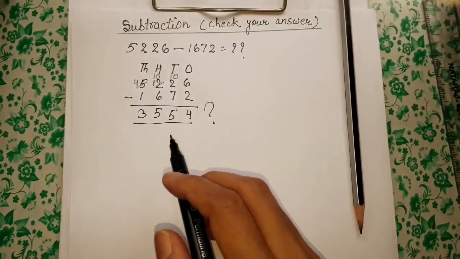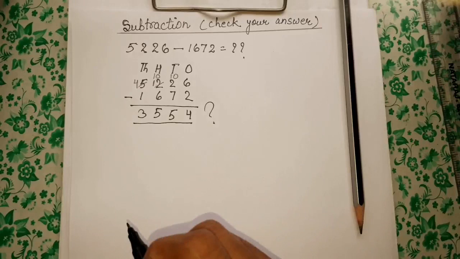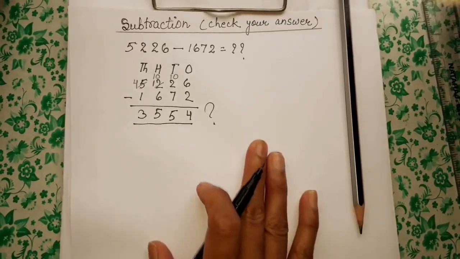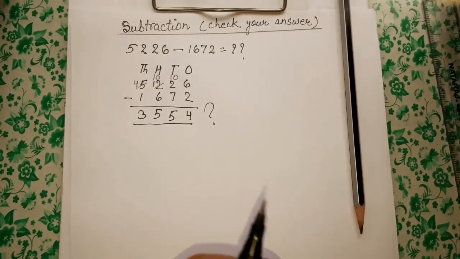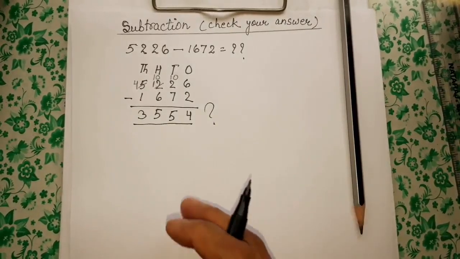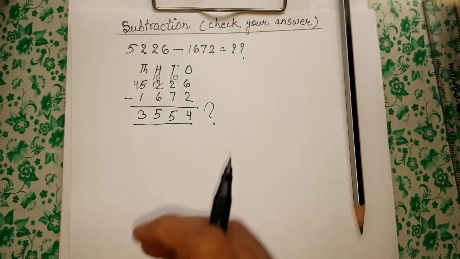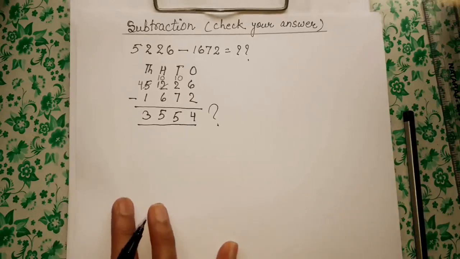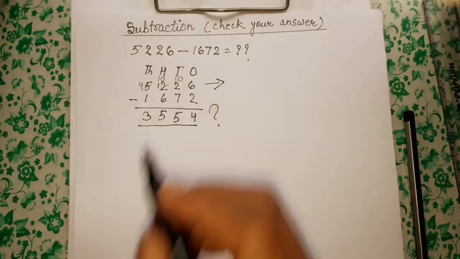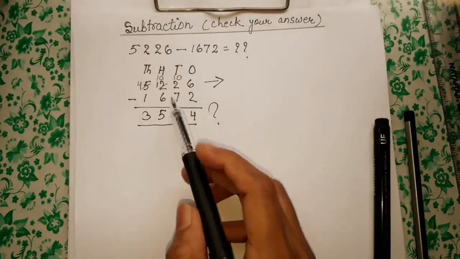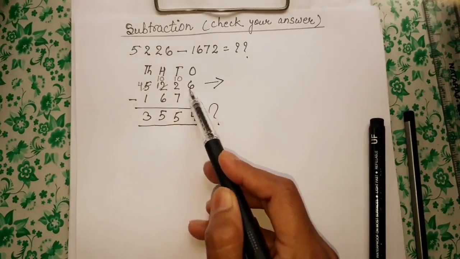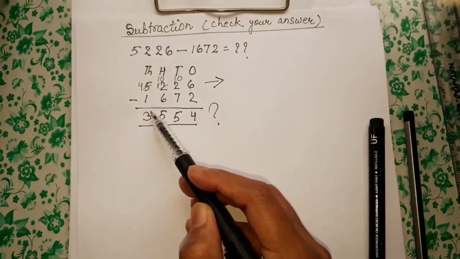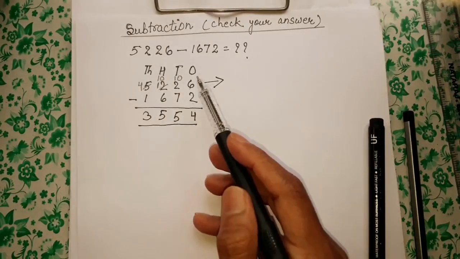But how do you know? How will you make sure that the result is correct or not? For that, we have a way. We can check our answer through addition. Before doing that, what we have to do? We have to understand 3 terms which come under subtraction. The larger number from which a smaller number is subtracted is called minuend.